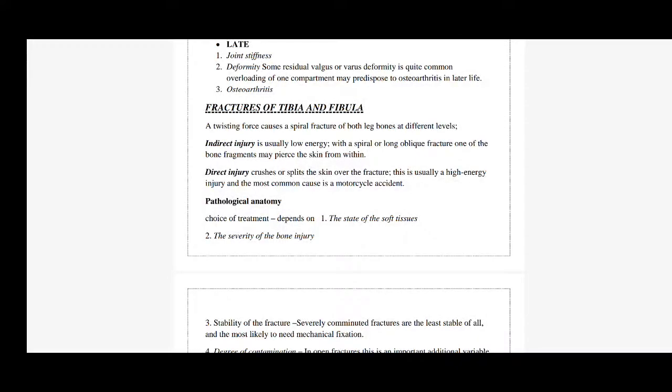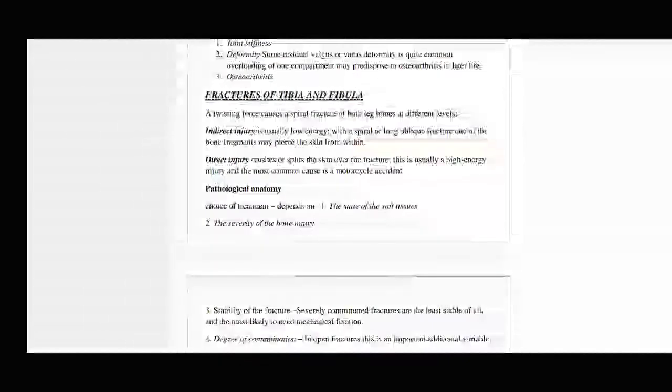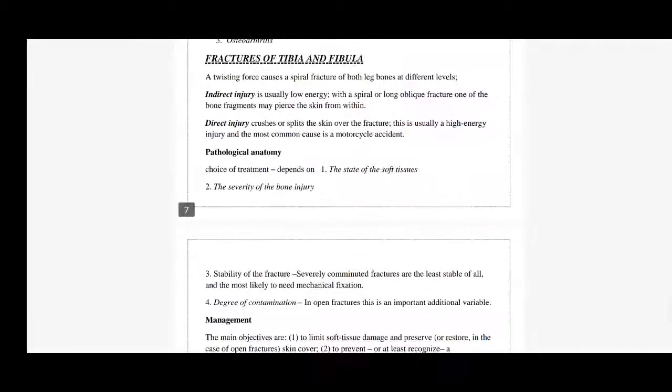Fracture of the tibia and fibula is a common subject. As we know, the tibia is commonly fractured because it's a subcutaneous bone. Usually twisting force causes spiral fracture of both leg bones at different levels. The mechanism of injury is either indirect or direct. Indirect, usually low energy, spiral or long oblique fracture due to muscle action. Direct injury usually causes crushing or splitting of the skin, and this is a high energy injury, and most commonly the cause is the road traffic accident.